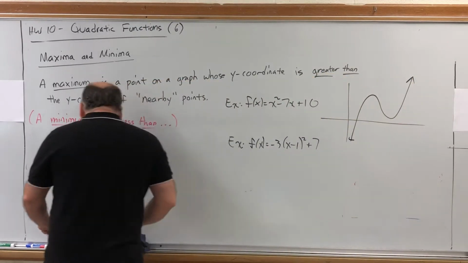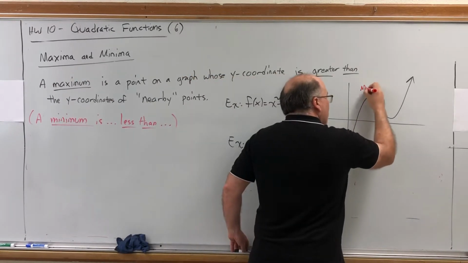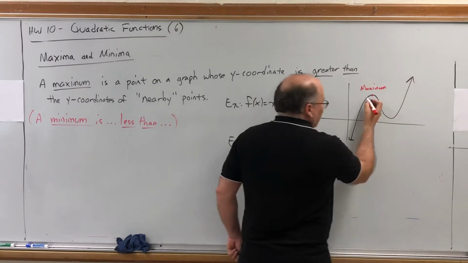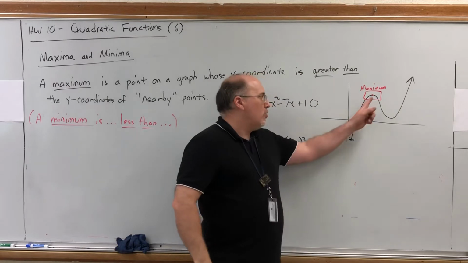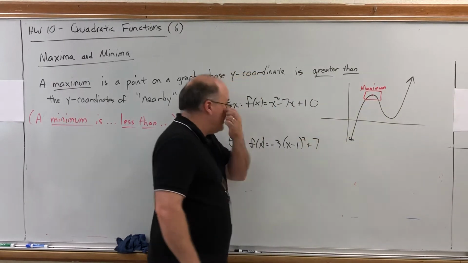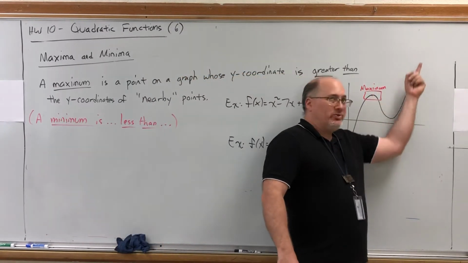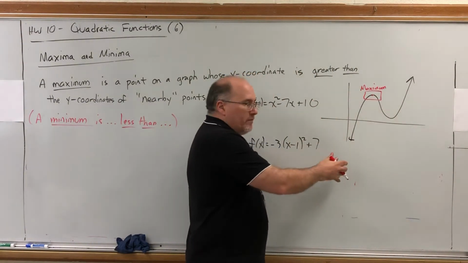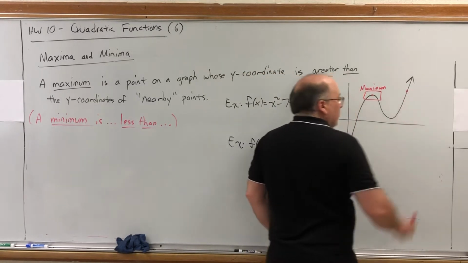This graph has one and only one maximum, and it is here. Why? Because if you look at the points near it, so let's just put a box around here, the y-coordinate on this point is higher than any y-coordinate around it. Now, it's not the highest y-coordinate on the whole graph. There are points over here whose y's are higher. But if you just look at a portion of the graph, a neighborhood if you will, it's the highest point.